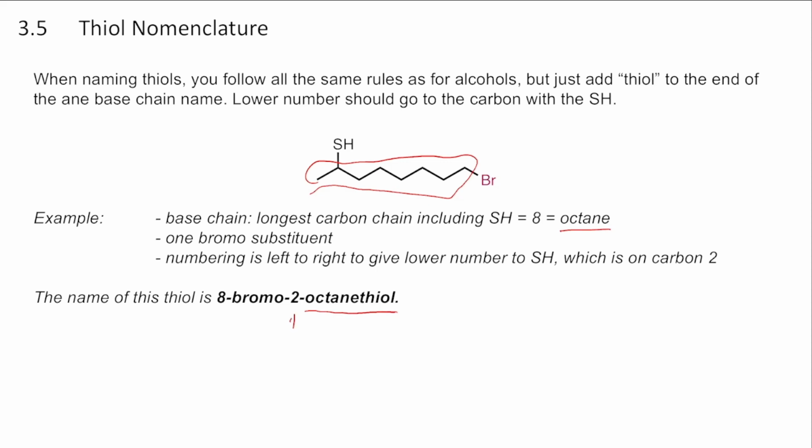We put a number in front of octanethiol to indicate the position of the SH. So we would number this chain 1, 2, 3, 4, 5, 6, 7, 8. We number it in this direction, starting from the left, because we want the SH to have the lowest possible number. This puts the bromine attached to carbon 8. So we take bromine, drop "ine," and add "o" to make it 8-bromo-2-octanethiol.